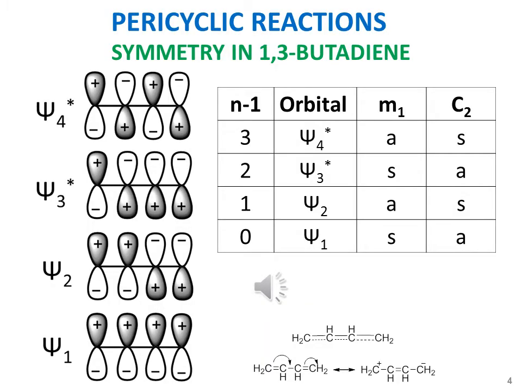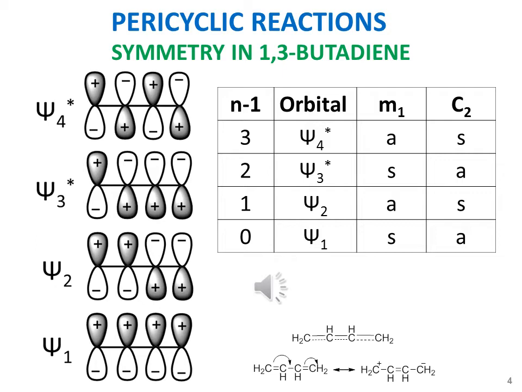Symmetry in 1,3-butadiene. First of all, we are going to discuss the symmetry of p orbitals in neutral 1,3-butadiene. In 1,3-butadiene, each carbon atom is sp2 hybridized and has one unhybridized p orbital. So there are 4 p orbitals on the 4 carbons of 1,3-butadiene, and these 4 p orbitals can overlap with each other in multiple forms.